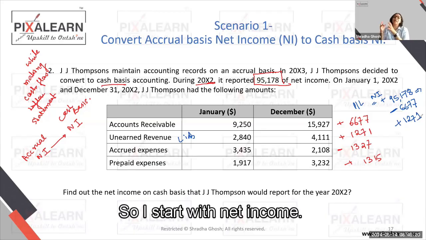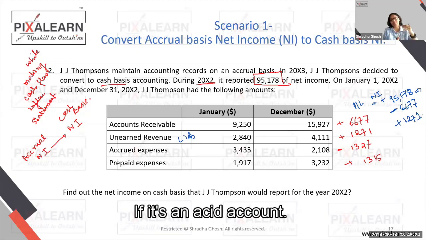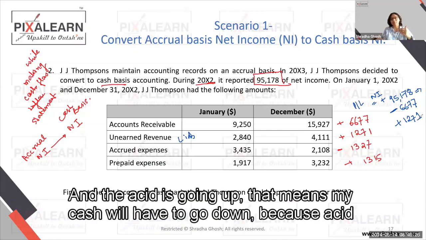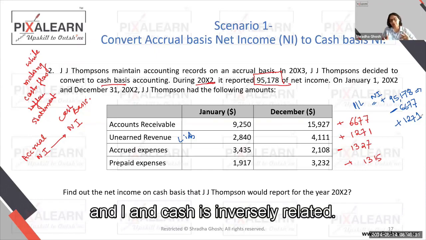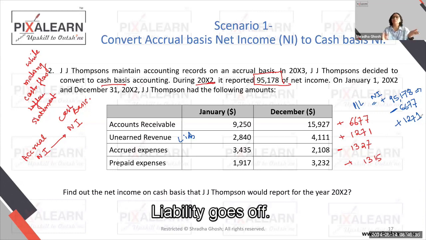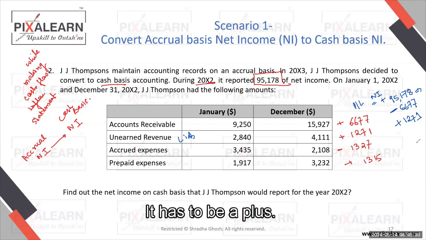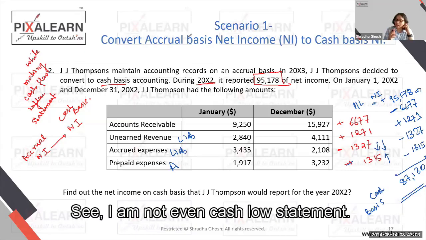So I start with net income. I find out what account I'm talking about. If it's an asset account and the asset is going up, that means my cash will have to go down, because asset and cash are inversely related. If it's a liability account going up, that means a direct relationship: liability goes up, cash goes up. So I'm starting with the positive net income, it has to be a plus. Is this clear?